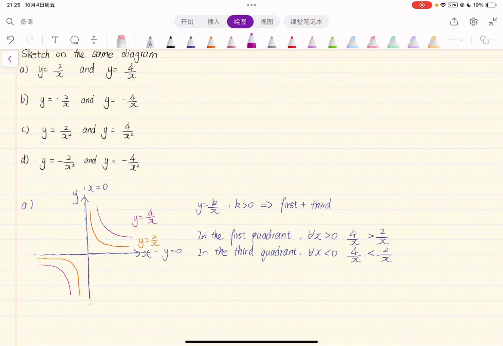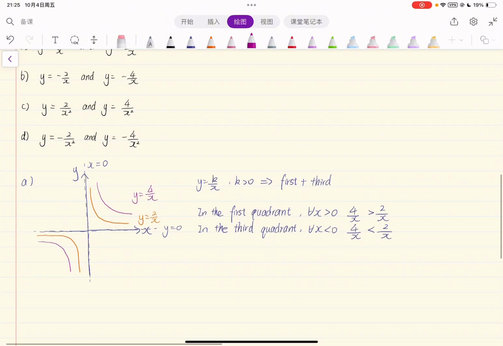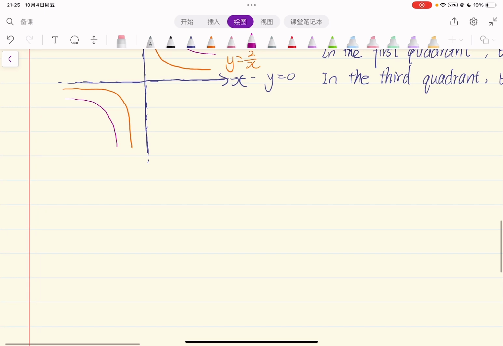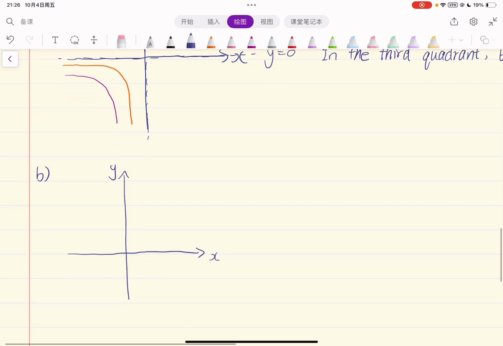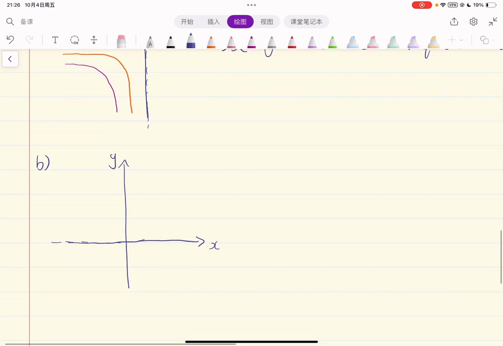Now let us move on to the part B question. For part B, we have the coordinate grid, so here x and y similarly. I will not repeat it.